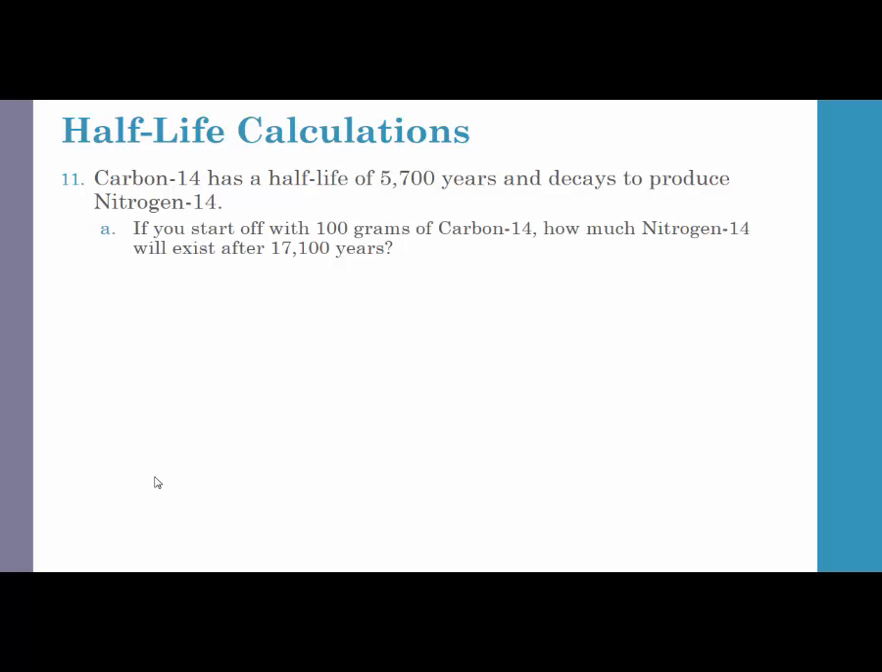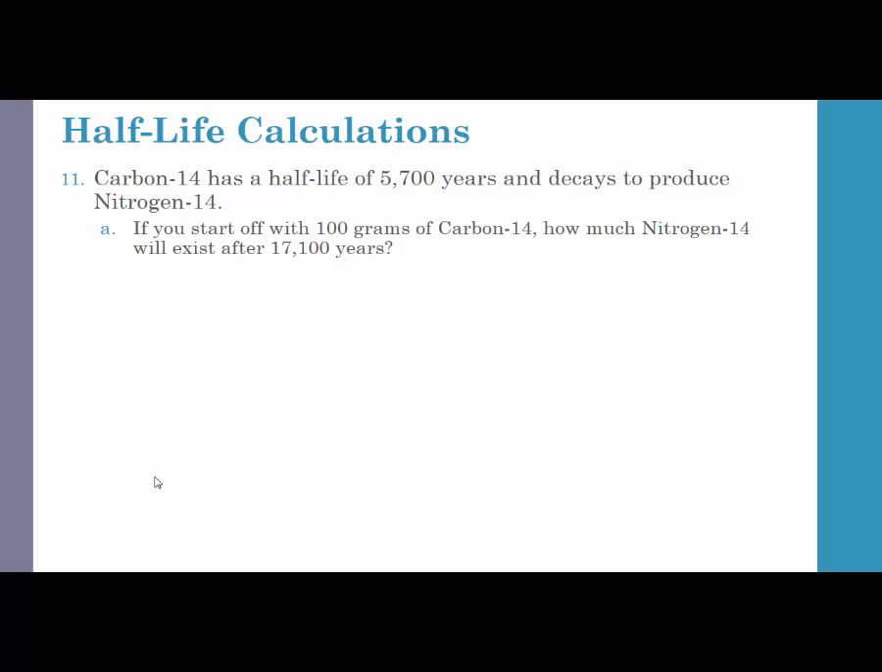Carbon-14 has a half-life of 5,700 years, and it decays to produce nitrogen-14. So carbon-14 is what's used with radioactive carbon dating. We know the half-life of carbon-14, so we can use that information, and based on how much carbon-14 is found in a bone or in some kind of living tissue sample, we can figure out how long ago it was since that thing died and stopped taking in more carbon-14.